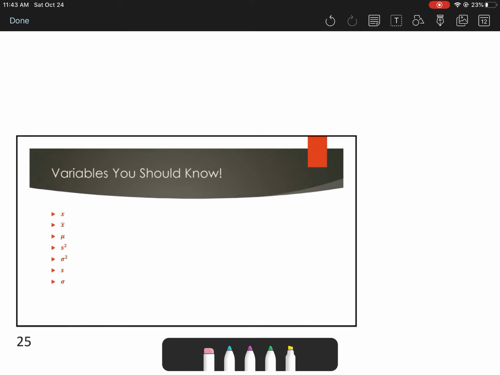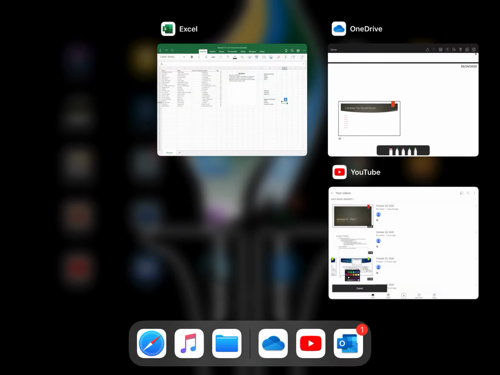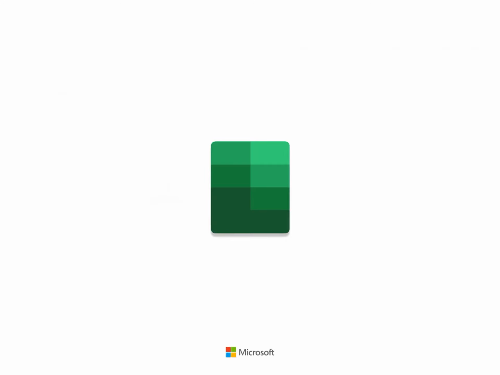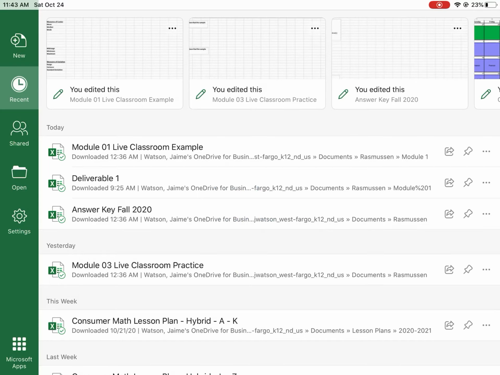And again, variables you should know. X is just going to be the variable that I'm looking at. X bar is my sample mean. Mu is my population mean. S squared is my variance. You have your standard deviation. Next, S is for my sample standard deviation, and then your sigma is your population standard deviation. So at this time, I'm going to have you go back to your Excel and pull up the example from Module 1.